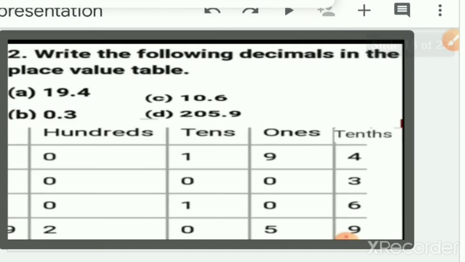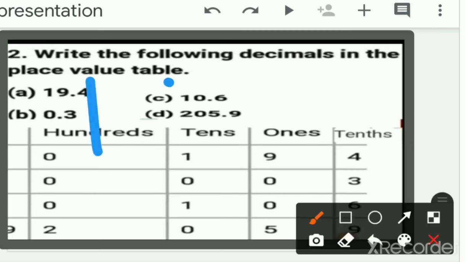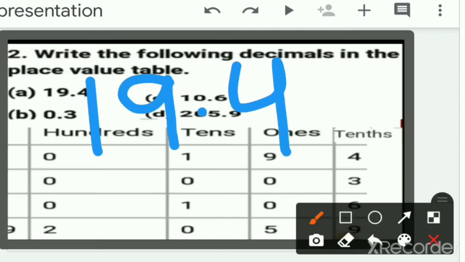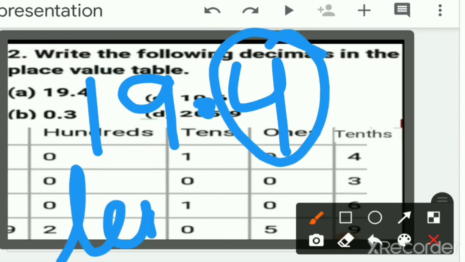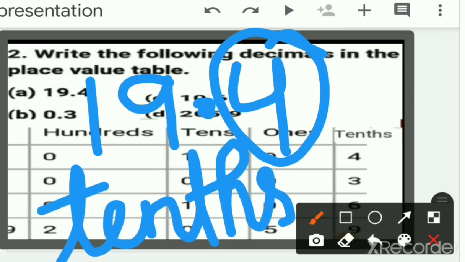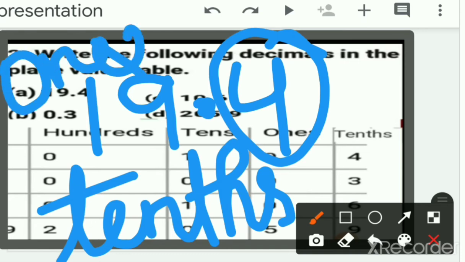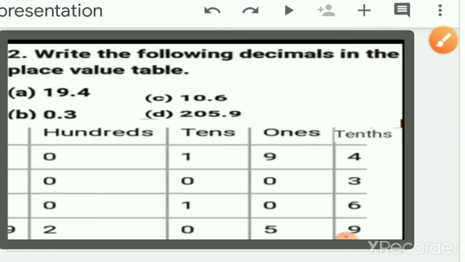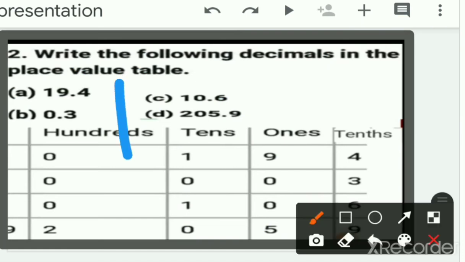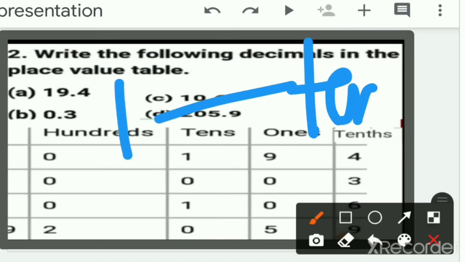Now we have question number 2. Write the following decimals in the place value. You have to put them in the place value. It is 19.4. It is very easy. After the decimal point on the right hand side, which place is this? This is the tenths place. Which place is this? Ones place. And which place is 1? It will be tens place. Okay.